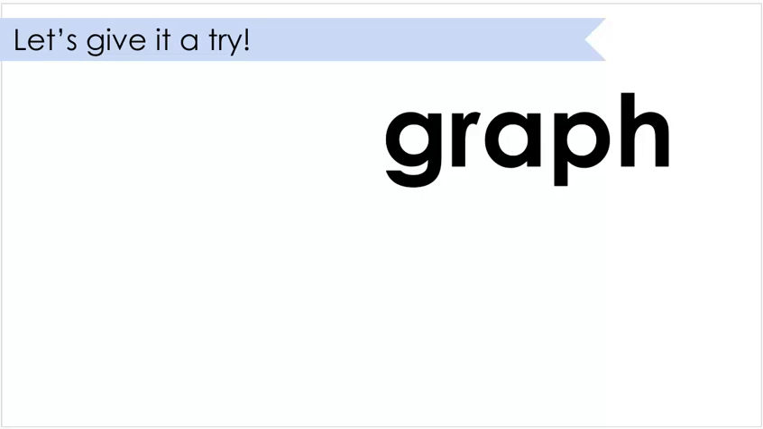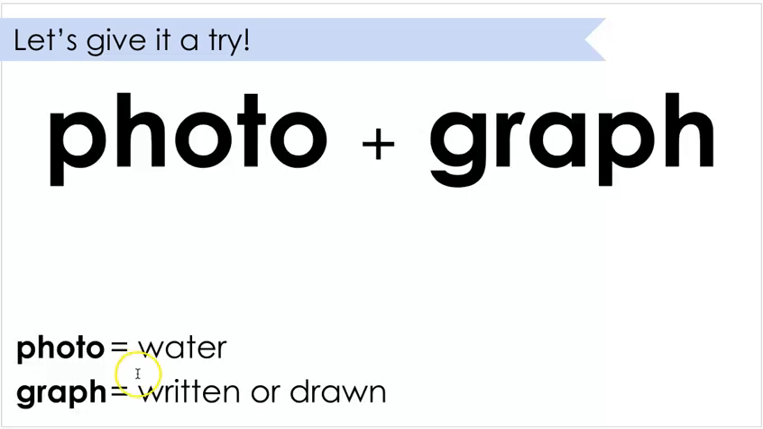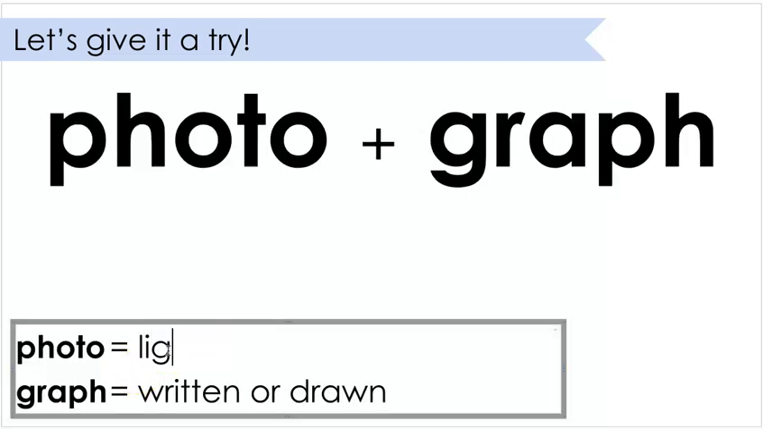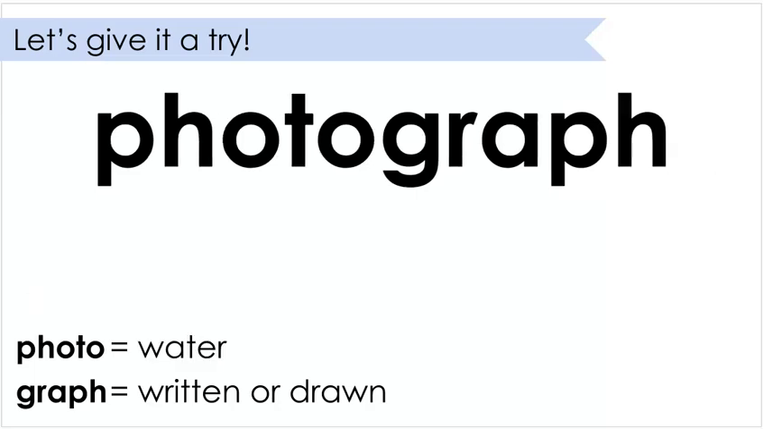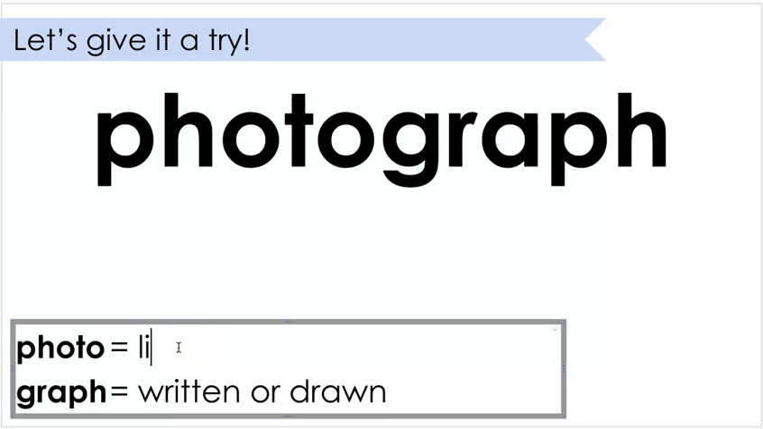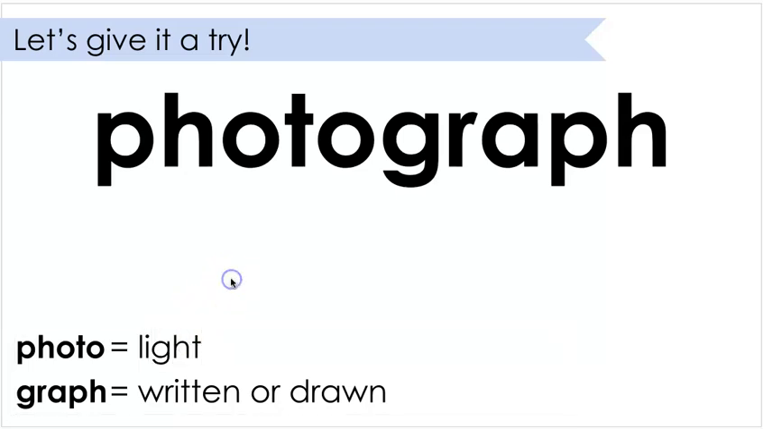Next, we're going to try another one. We're going to keep photo, and we're going to add graph. I wonder what that new word might be. Photograph is correct. Now, when I add those together, what do you think that means?